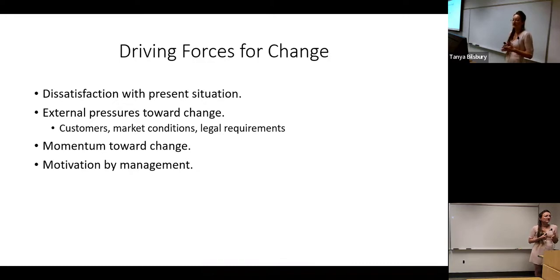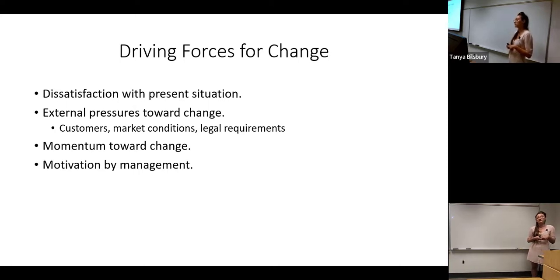So what are the driving forces for change? People may be dissatisfied with the present situation. Maybe the organization isn't getting the results it needs. Maybe sales are too low. There are external pressures towards change. So customers might want something different. Market conditions are changing. Maybe there's new technology out there and you have to adapt to that.